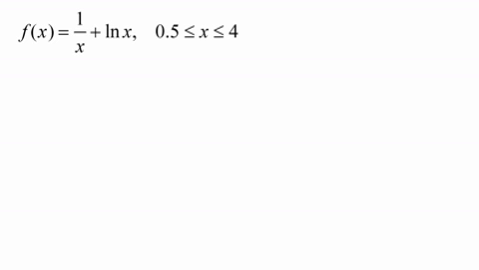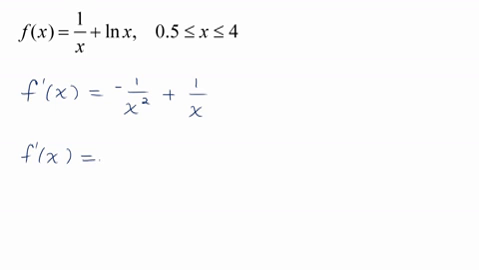Let's start by finding the derivative of f. So f prime of x would equal the derivative of 1 over x, which is negative 1 over x squared, plus the derivative of natural log x, which is 1 over x. We can simplify this derivative. f prime of x is equal to (x minus 1) over x squared.